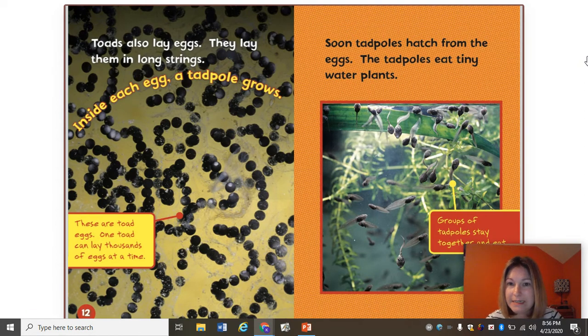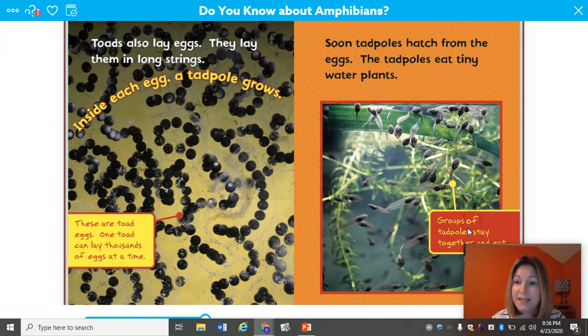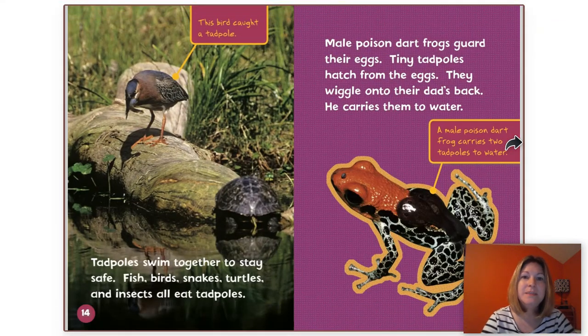So here we have on this page, soon tadpoles hatch from the eggs. The tadpoles eat tiny water plants. And then our label for this, or caption, says groups of tadpoles stay together and eat. So the caption is telling us more about that photograph. This bird caught a tadpole. Tadpoles swim together to stay safe. Fish, birds, snakes, turtles, and insects all eat tadpoles.